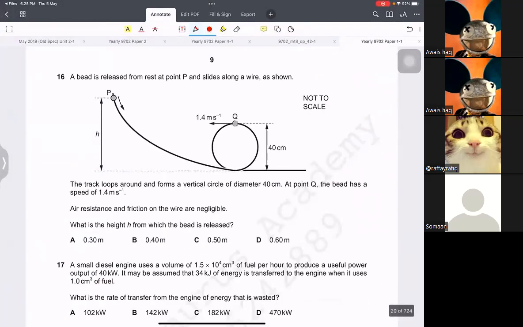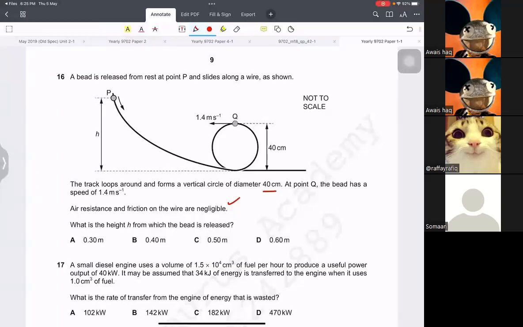Bead is released from rest. The track loops around to form a circle. Diameter is this. Bead has a speed of this. Air resistance and friction in the wire are negligible. What is the height h from which the bead is released?